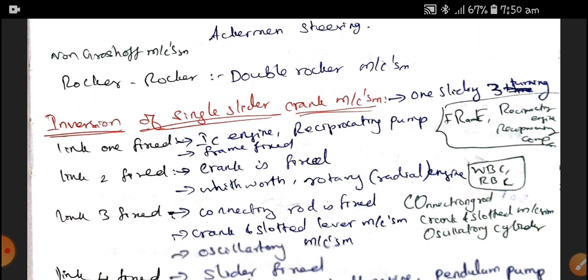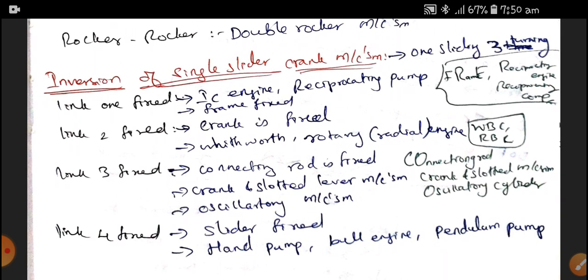Next one is an inversion of the single slider crank mechanism. In the single slider crank mechanism, one sliding and three turning pairs are available. One sliding and three turning pairs are available. All our IC engines follow the single slider crank mechanism. That is, when you fix the first link, if link one is fixed, IC engine, reciprocating engine, the frame is fixed. That is, the frame is fixed. We have a mechanism like this.